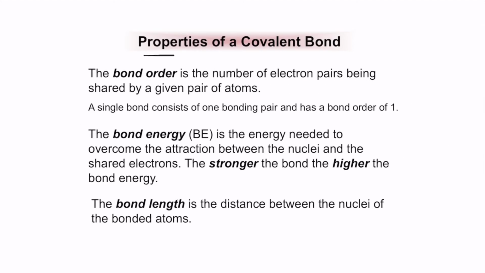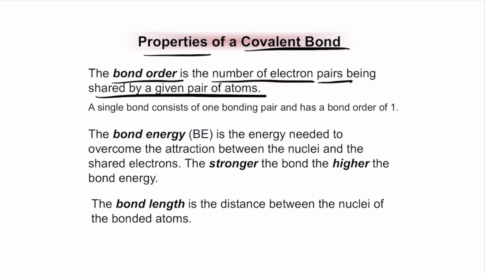Next, let's talk about the properties of a covalent bond. A covalent bond depends on what we call the bond order. Bond order represents the number of electron pairs being shared by a given pair of atoms. For example, if you have a single bond, there is one bonding pair and the bond order is 1. If there are two pairs being shared, we call it a double bond, so there are two bonding pairs and the bond order is 2. In the same way, if there are three bonding pairs, we call it a triple bond and the bond order is 3.